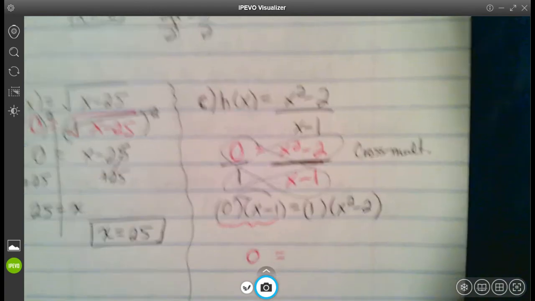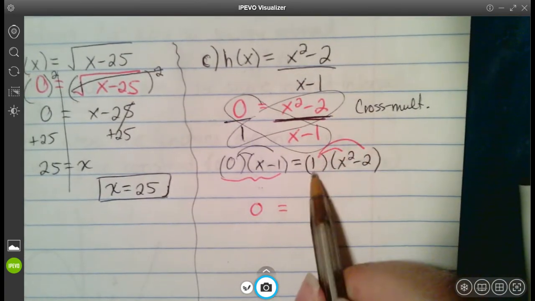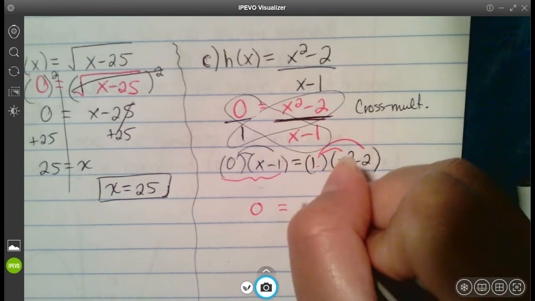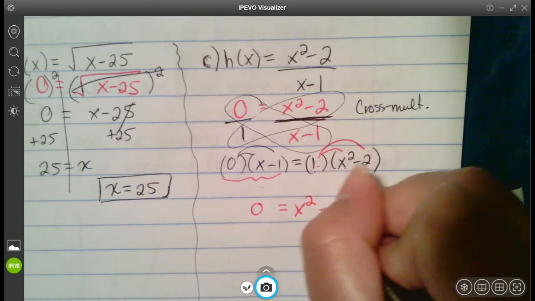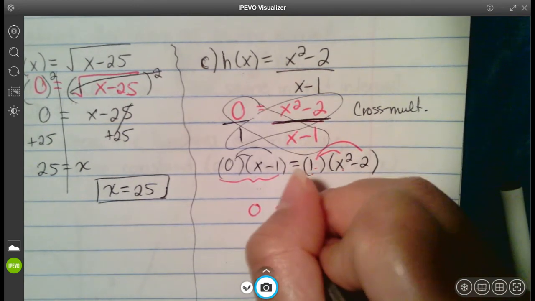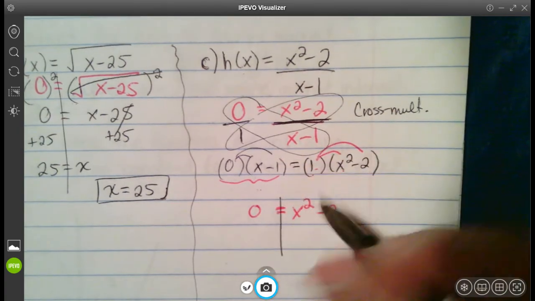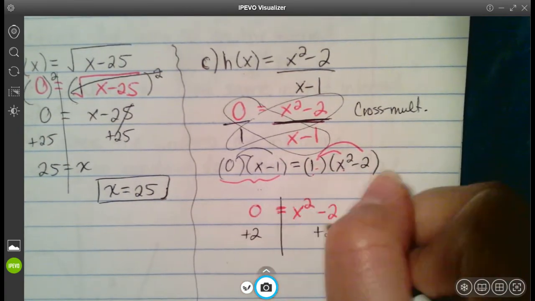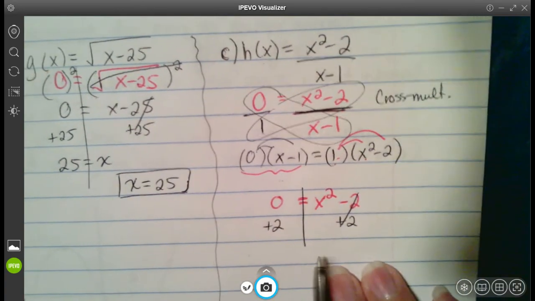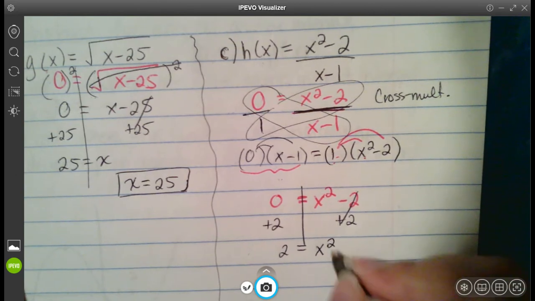And the other side is just 1 times the same thing. So 1 times x squared is x squared. 1 times negative 2 is negative 2. And then it's just a simple solve problem at this point. So I'm going to go ahead and move my 2 over to the other side by adding 2. 0 plus 2 is 2. This is just x squared.